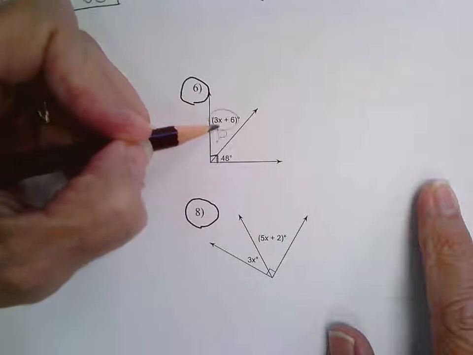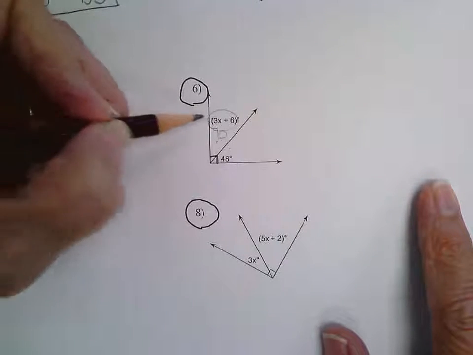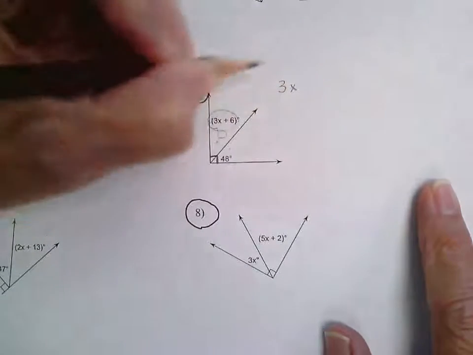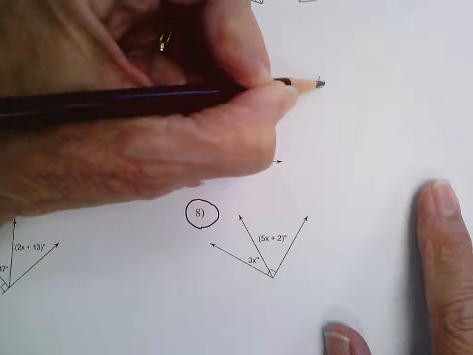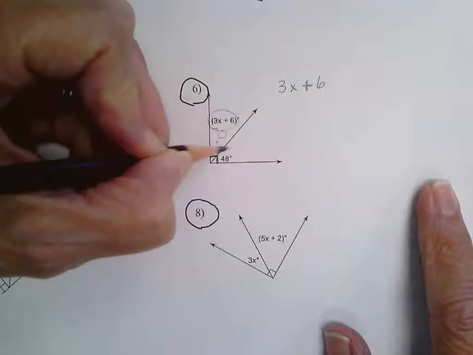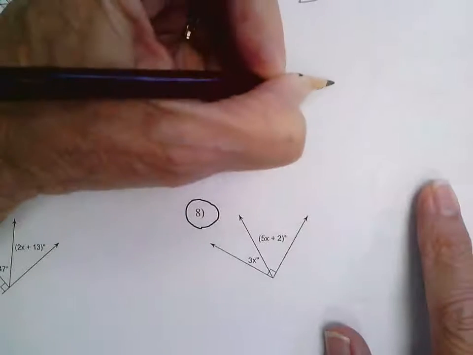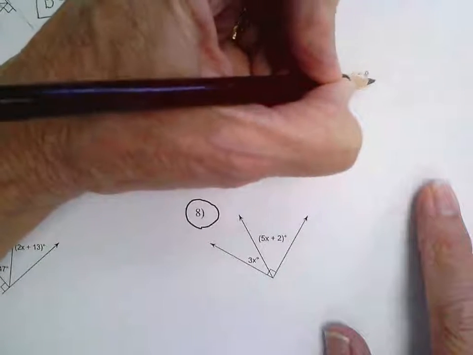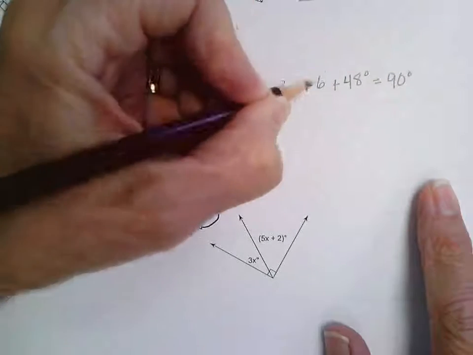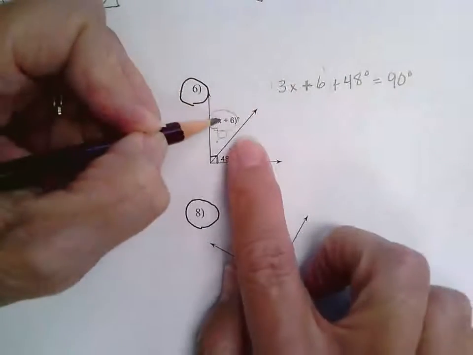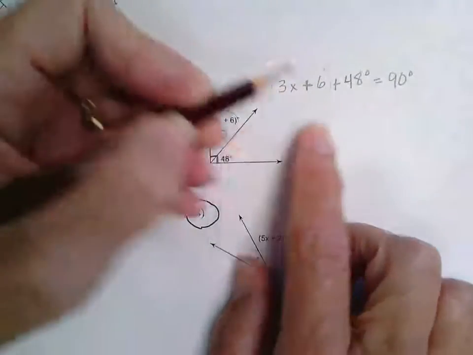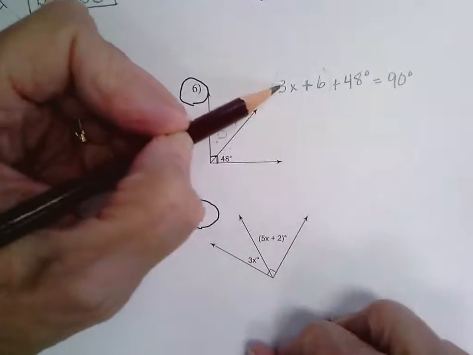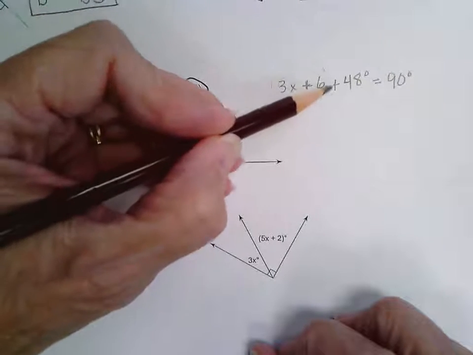But we're going to take this and we're going to set it equal to 90, and it's going to be an addition problem. So we're going to have 3x plus 6, that's this angle, and then plus 48, and that is going to be equal to 90 degrees. This whole quantity is a certain number of degrees. It's not that it's 6 degrees, it's when we figure the whole thing out, the whole quantity will be a certain number of degrees.